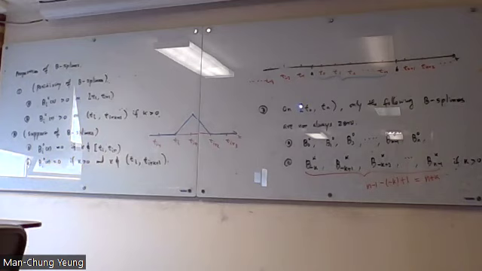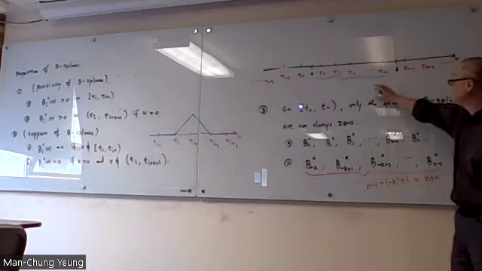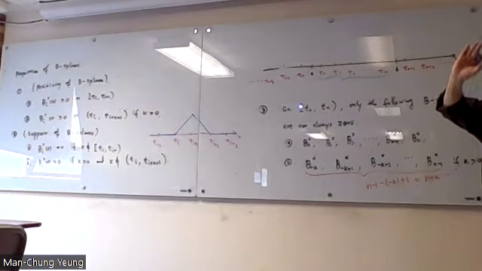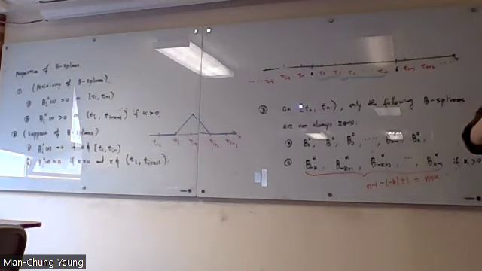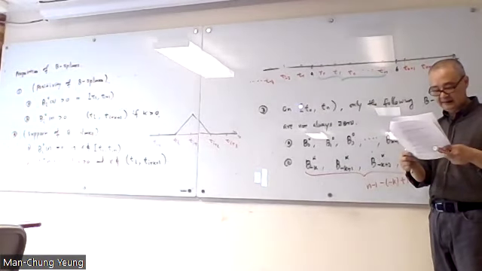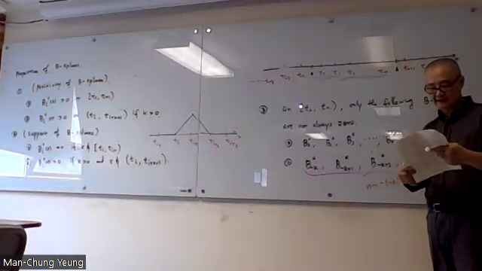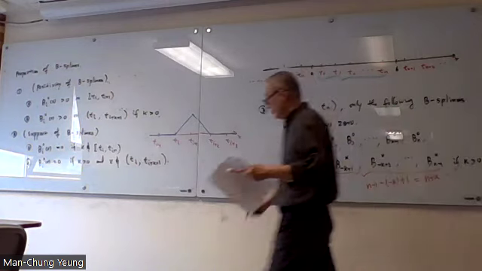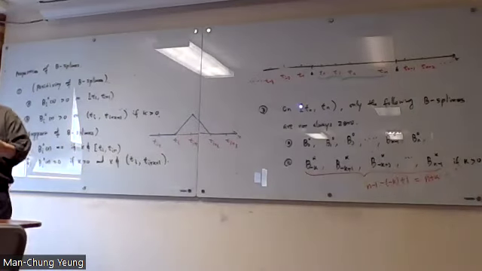There are infinitely many basic functions, but only these n plus k are not always 0 over the interval from t0 to tn. Other basic functions on this interval are always 0. The following is an important topic.